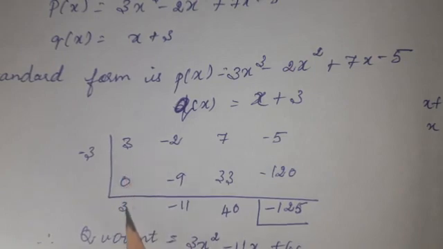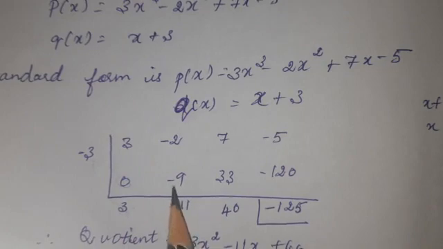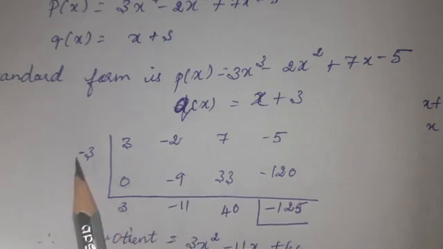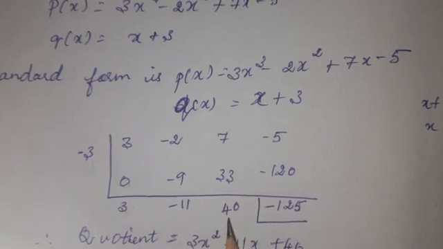Then 3 plus 0 is 3. Then you should multiply. Minus 3 into 3 is minus 9. Minus 2 minus 9, both are the same sign, so you should add. That is minus 11. After that you should multiply. Minus 3 into minus 11 is plus 33. Then 7 plus 33 is 40.